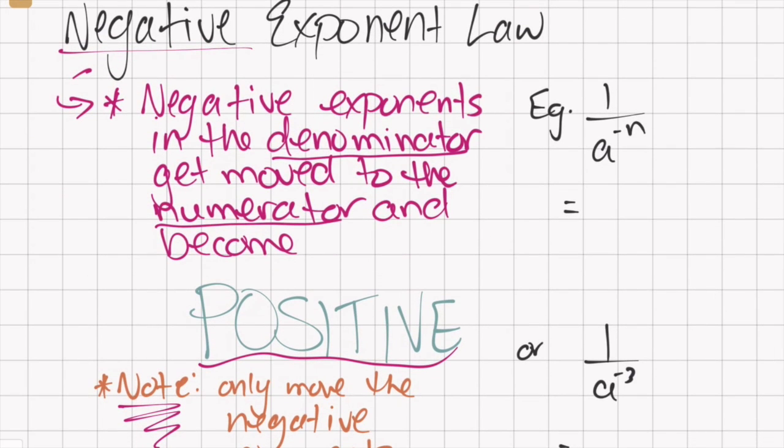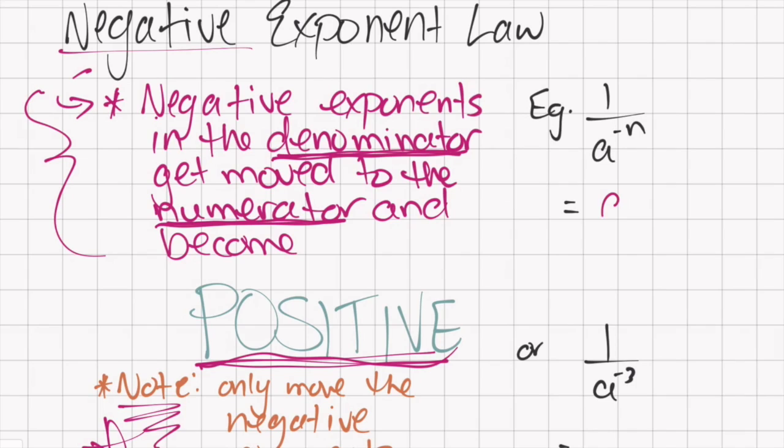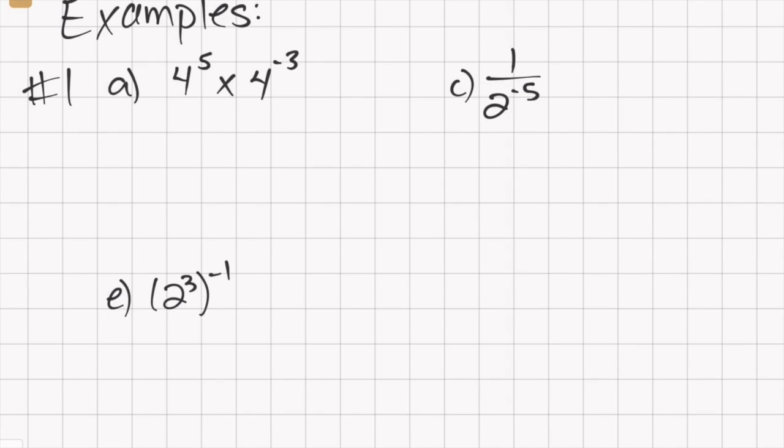And so that is your negative exponent law. When you have negative exponents in the denominator, they get moved to the numerator and then they become positives. But what you need to remember here is that you only move the negative exponents. We don't move positive exponents. And that'll become clear when we do some examples together. So your general rule here is that if I have 1 over a to the negative n, this just becomes a to the exponent n, a positive exponent. But a cannot equal 0 here because it's in the denominator and division by 0 isn't allowed.